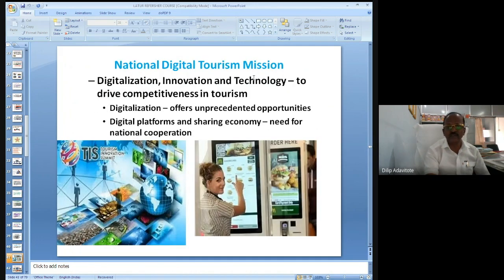As we're talking about the National Digital Tourism Mission, there is digitalization, innovation, and technology. In this digitalization section, we have to speak with our students, or we have to impart it. The tourism sector is asking for skilled manpower for the digitalization of tourist destinations, with digital platforms for sharing economy and national cooperation. The Tourism Innovation Summit was just conducted, and a kiosk machine is there. If a tourist wishes to know what is in the city or in a taluka destination, with one mouse click or one screen touch, he comes to know what the important destinations are. It is called a kiosk.